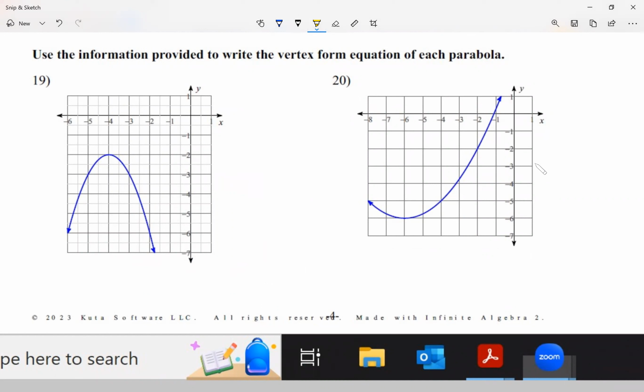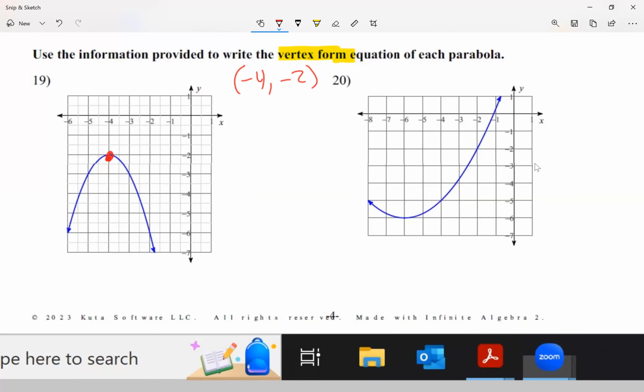Now, make sure you read the instructions, okay? Make sure you read them. 19 and 20 say, use the information provided to write the vertex form equation of each parabola. So I'm going to be looking at the vertex form. For the vertex form, I need the vertex. I know when my parabola opens down, like in question number 19, my vertex happens to be the highest point. My vertex right now is the coordinates (-4, -2).